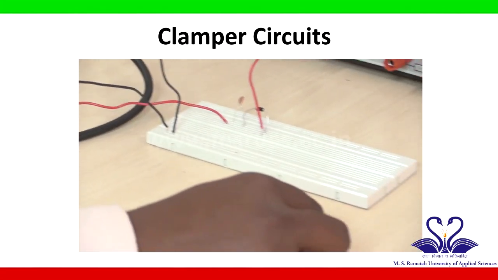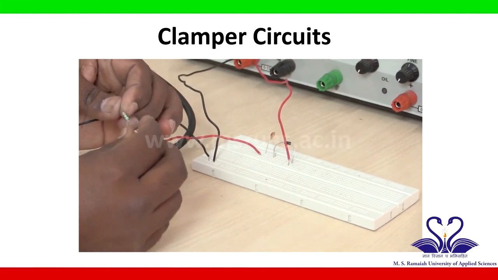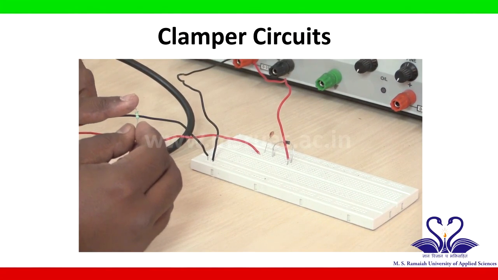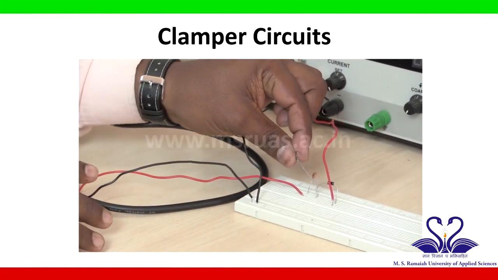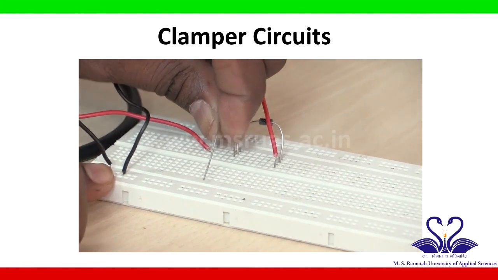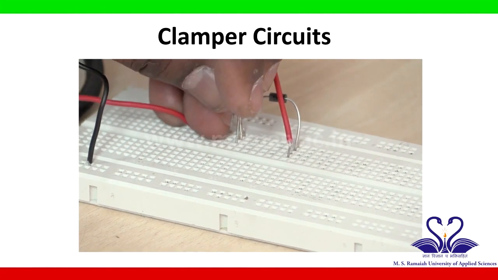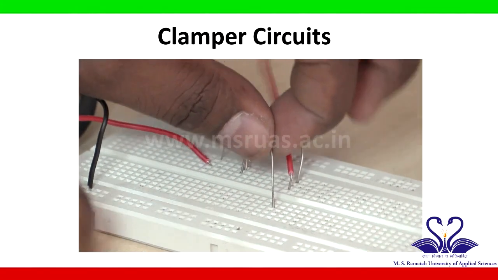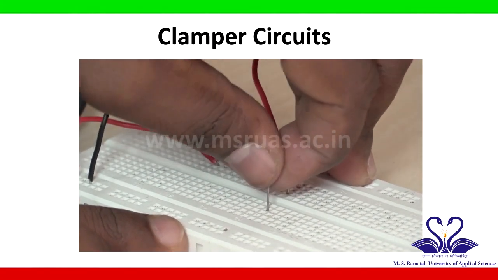Next, a 200 kilo ohm resistor is connected in the circuit. One end of the resistor is connected to the N terminal of the diode. So I will take a resistor, and this point is the N terminal of the diode. I will connect it to the N terminal of the diode, and the other end of the resistor is connected to the ground. So I will connect this to ground through some intermediate point, because this terminal is not long enough to connect directly to ground.